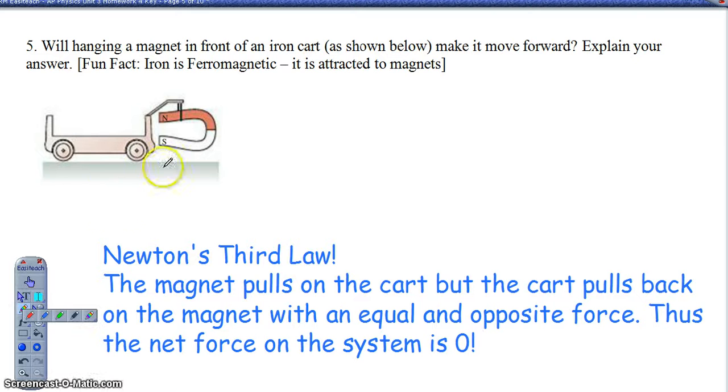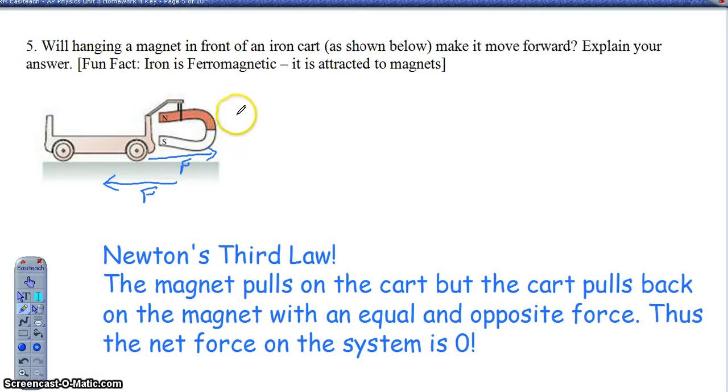Yes, the magnet does pull on the cart, so the magnet does exert a force on the cart. However, that force does not exist on its own. All forces come in equal and opposite pairs. So as the magnet pulls on the cart with a certain force, the cart then pulls back on the magnet with that same magnitude, in the opposite direction. So then the net force on the entire system would be 0.